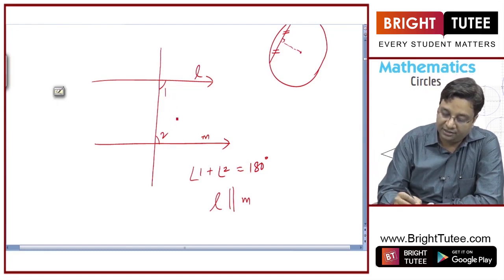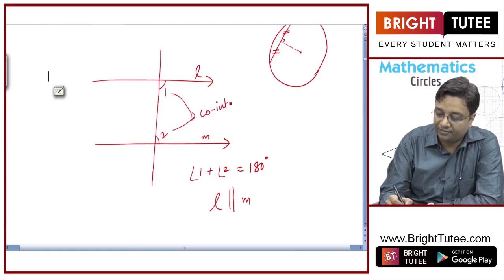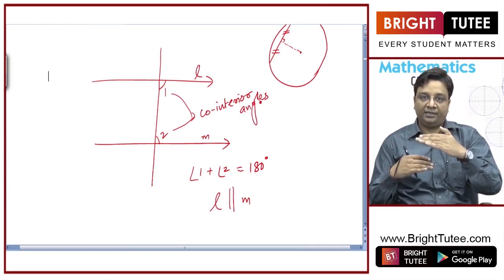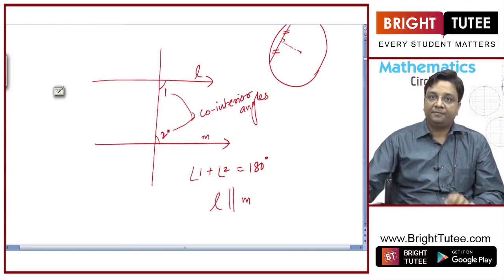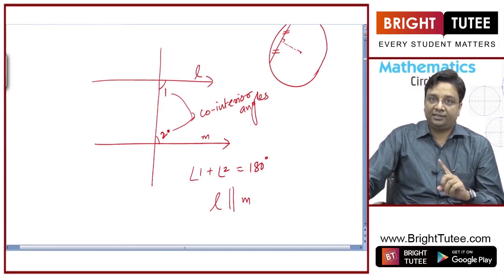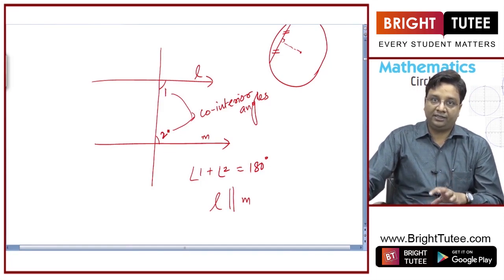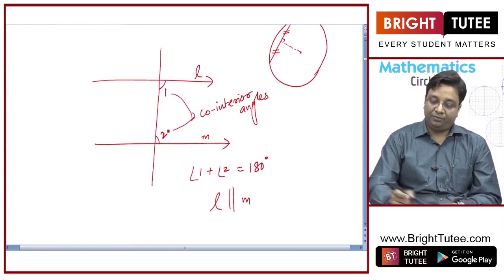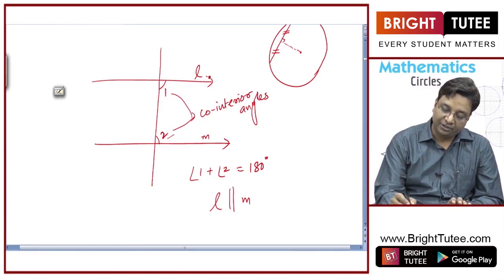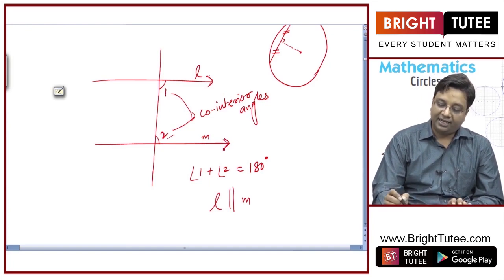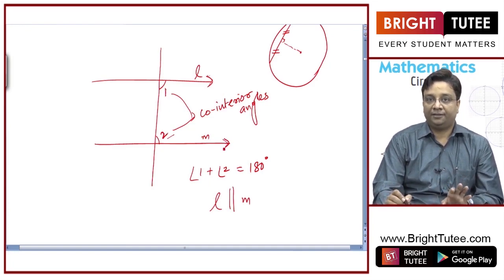What are these angles named as? These are co-interior angles. If you have got two parallel lines, then angle 1 and angle 2 are co-interior angles, and their sum is equal to 180 degrees. And the other way around, if you can prove that angle 1 plus angle 2 is 180 degrees, then you can say that line L and line M are parallel to each other.